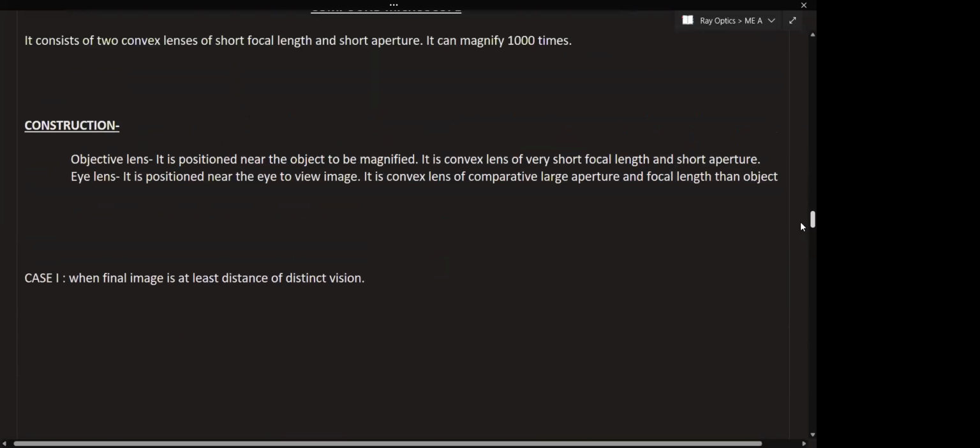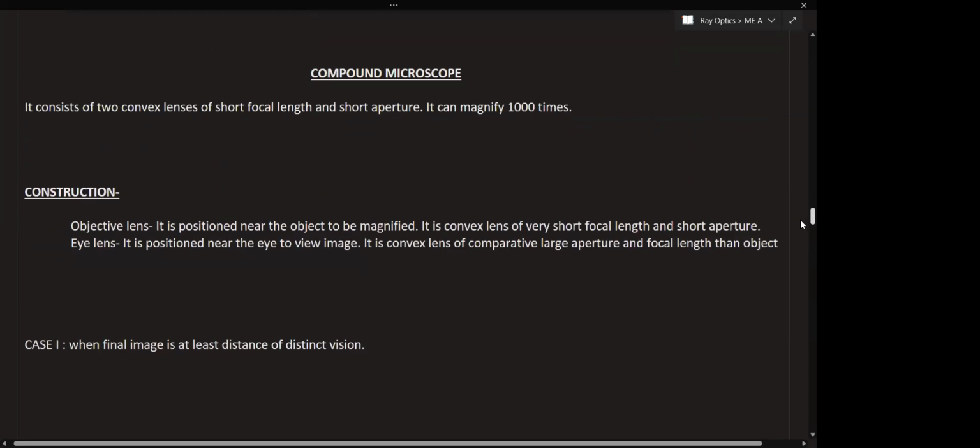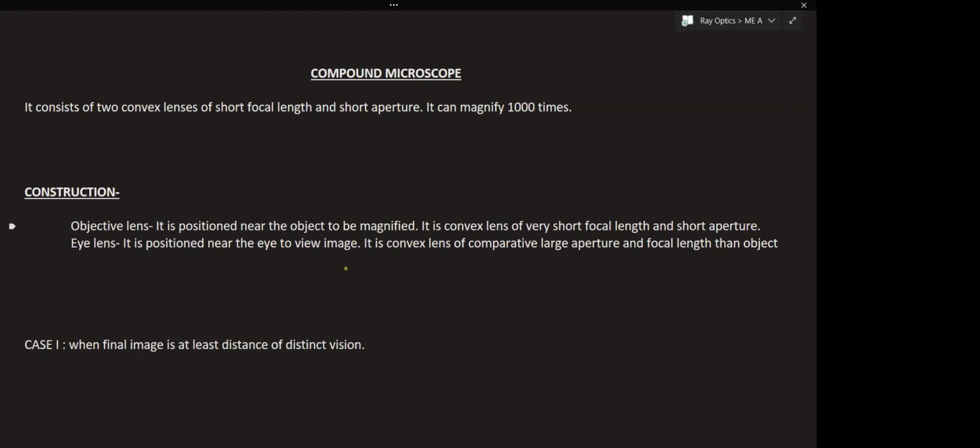Now see, in case of compound microscope, when do we use it? We use it when we have to magnify the image by 1,000 times approximately. So how do you construct it? One objective lens is there and one eye lens will be there. The objective lens will be closer to the object and the eye lens will be positioned closer to the eye so that we can view the image.